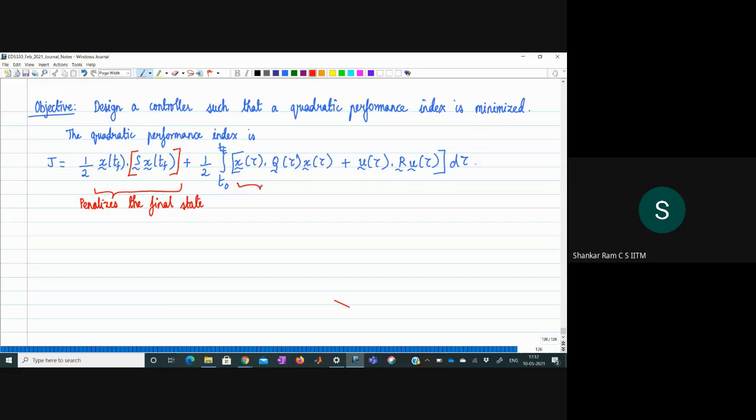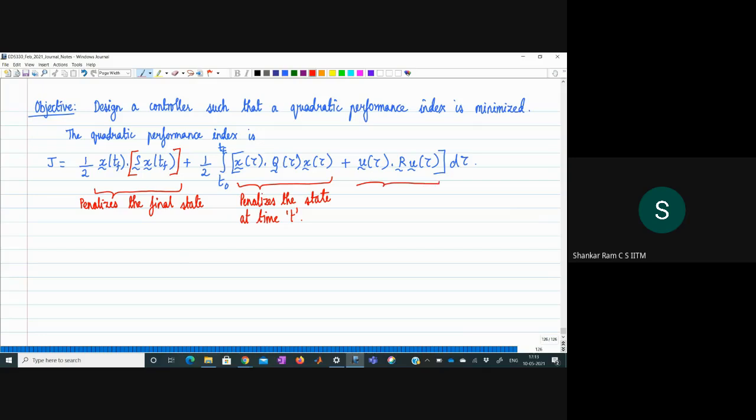And what do the two terms in the integrand signify? This term penalizes the state at each and every time. Not only am I going to penalize the state because of it not being close to the equilibrium state at the final time tf, we are also going to penalize the state at each and every instant of time t, if it is not close to the equilibrium state. That's what is signified by the first term in the integrand.